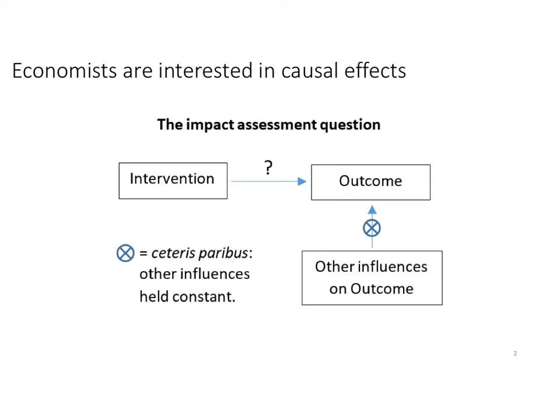I have a policy intervention I'm considering, and I want to know what its causal impact is on some outcome variable or variables that I care about. And this is a ceteris paribus concept, holding other things that might affect the outcome constant. I fully acknowledge there may be other determinants.